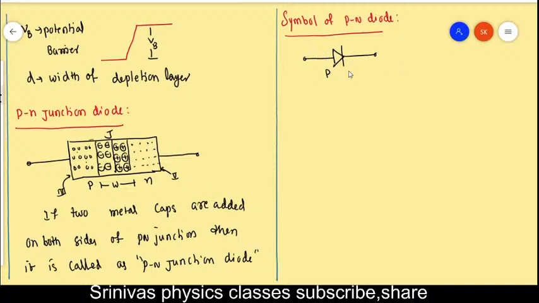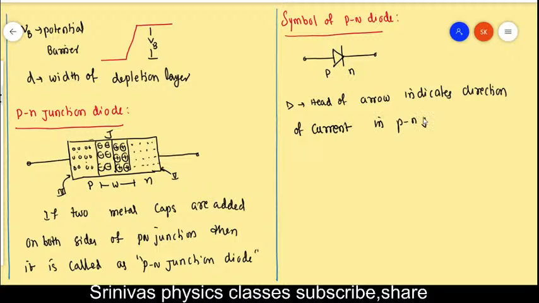This is the P region on the left side. This is the N region, and this is the arrow, the arrowhead. The head of the arrow indicates the direction of current in the PN junction diode. The direction of conventional current is given by this. Okay, this is about the PN junction diode.